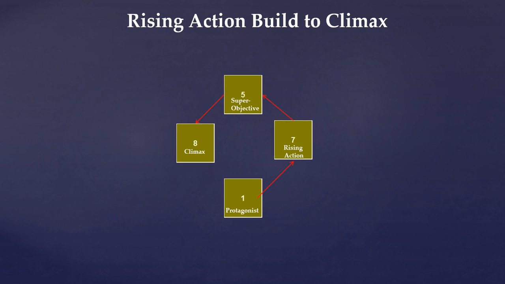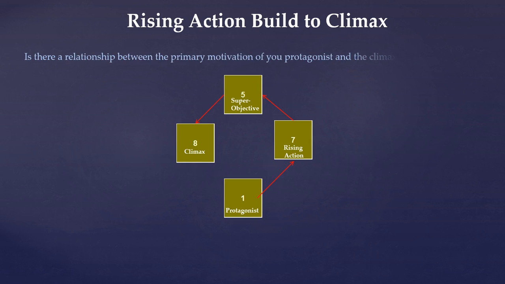The next relationship that I want to look at is the rising action building to climax, and that's cards 1, 7, 5, and 8. The dramatic action builds to a climax as the need intensifies for the protagonist to achieve their greater objective. Is there a relationship here between the primary motivation of your protagonist and the climax? Does it make sense? Also, does the climax or the big turning point or reversal make sense based upon the action of the rest of the play? Look at that and think about that.